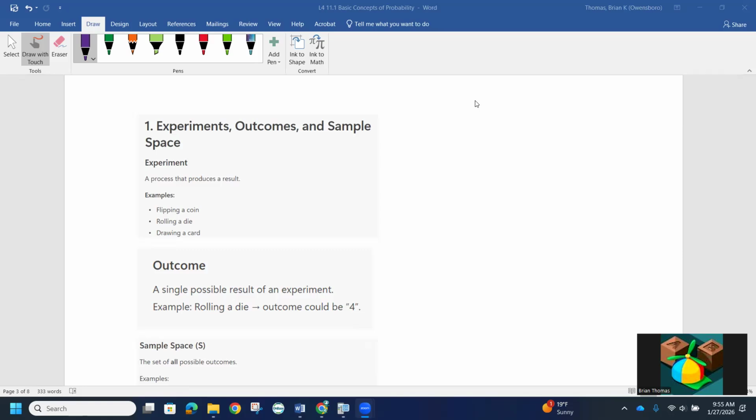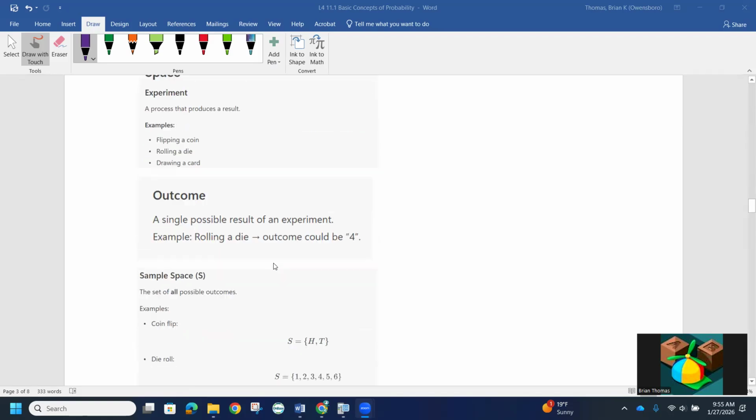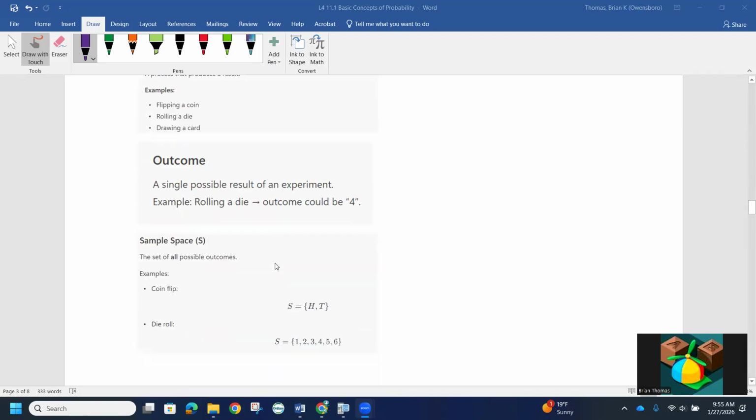What's the outcome of rolling a die one time? It's going to produce a result. Drawing a card or flipping a card over, the outcome. An outcome is a single result of an experiment. So if I roll a die and get a four, the four itself would be called the actual outcome. The process is called the experiment, and the result of that experiment is called an outcome. And then the sample space is all the possible outcomes.